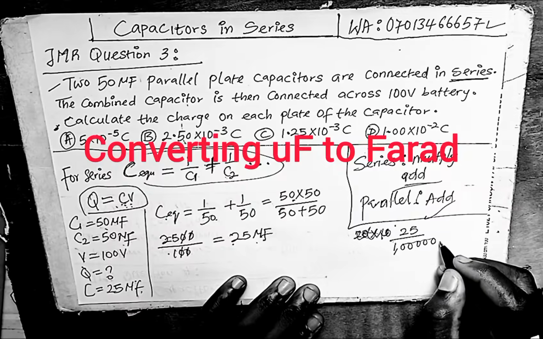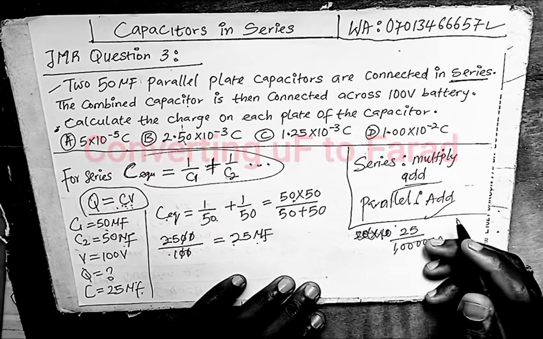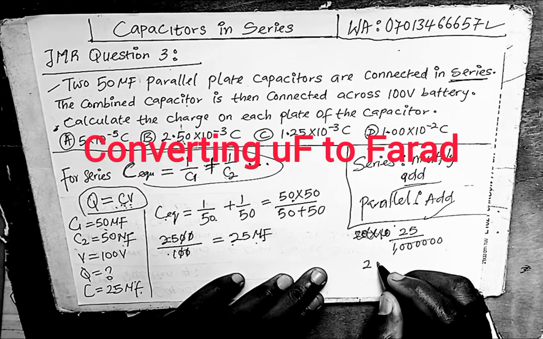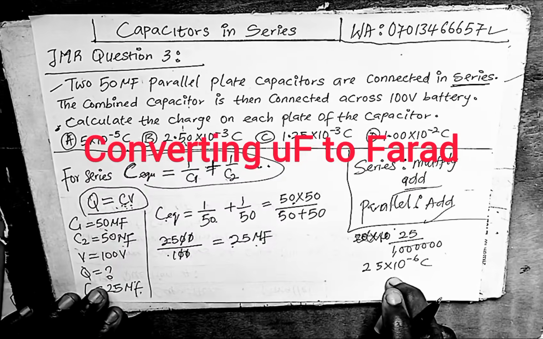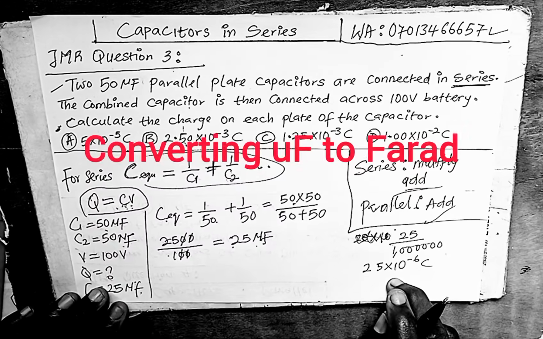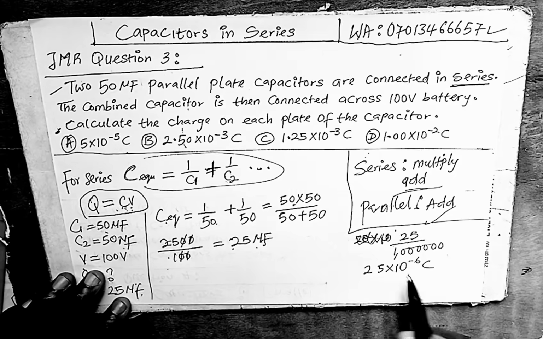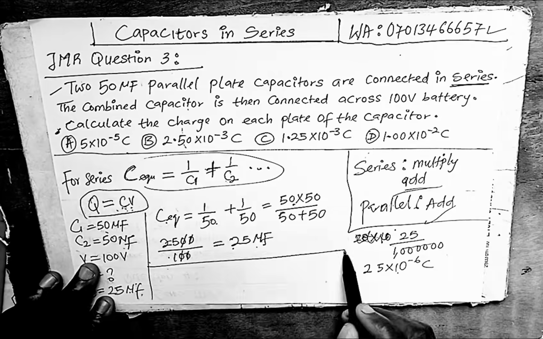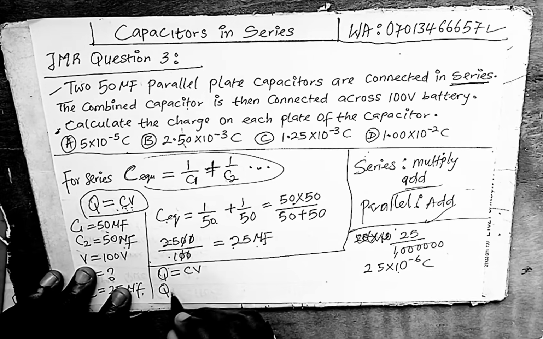You know 1 million is equivalent to 10 raised to power 6. So if you do 25 divided by this, you are going to be left with 25 times 10 raised to power minus 6 farad. So this is what we are going to get. Now let's bring the formula down so that we can solve, where Q is equal to CV.